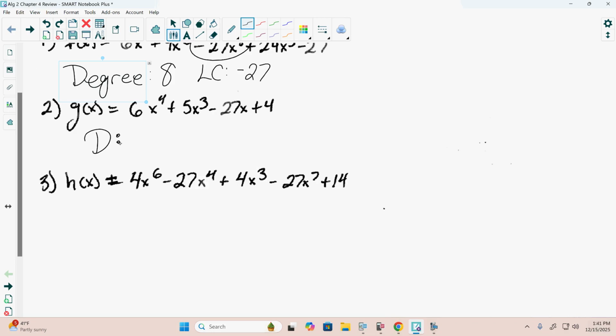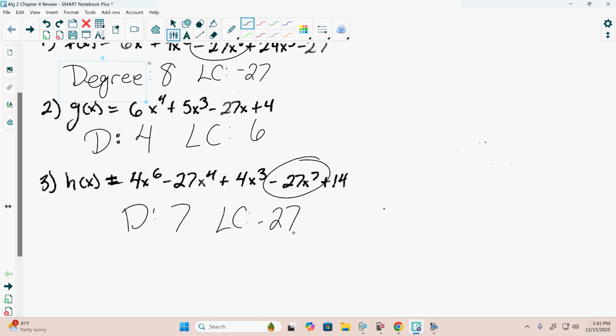Number 2, what would the degree be? Leading coefficient. Number 3. And leading coefficient is... Any other questions on 1 through 3?